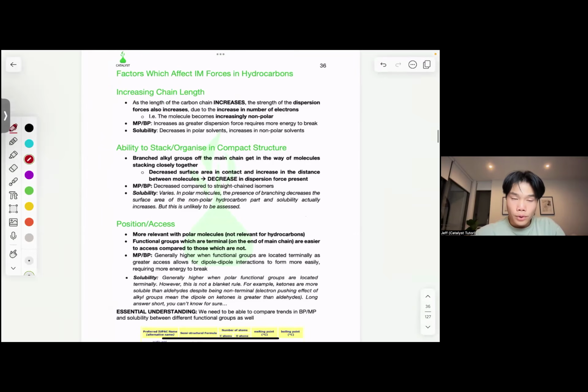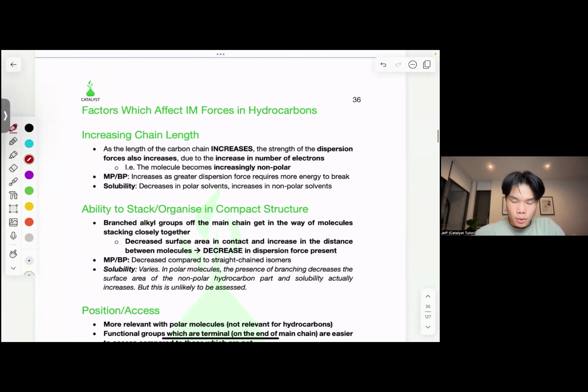Factors which affect intermolecular forces. If you increase the chain length, as we said before, you increase the number of electrons, increases the potential to form temporary dipoles, increases dispersion force, and you'll have more intermolecular force that requires more energy to break, and so boiling point, melting point rises.